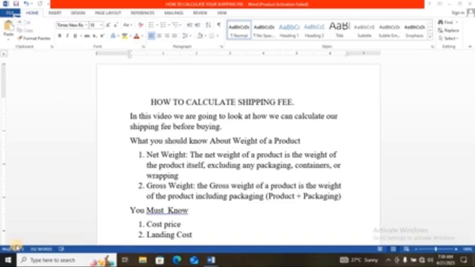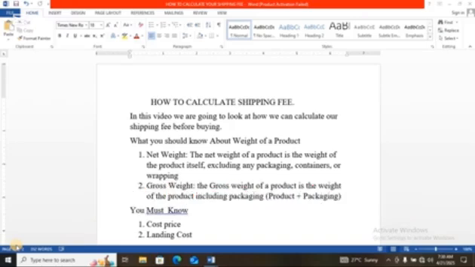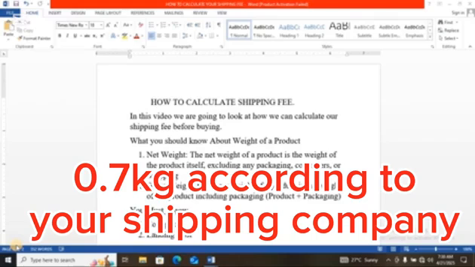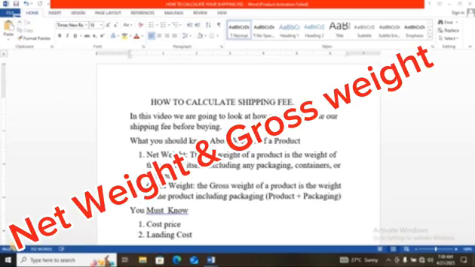So when asking a supplier the weight of a product, and the supplier tells you the net weight of this product is 0.5 kg, and probably after they have shipped your product down here in Nigeria, your shipping company tells you that your product weighs 0.7, and you have calculated your shipping fee for 0.5 kg. Why was it so? You must know the difference between a net weight and a gross weight.